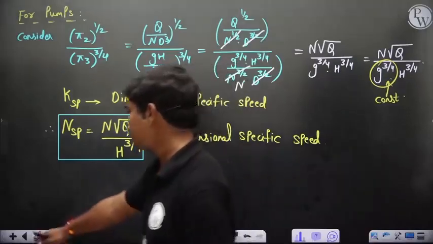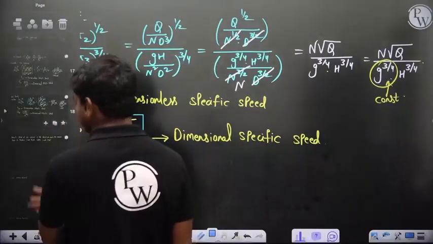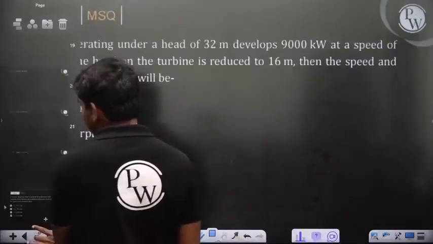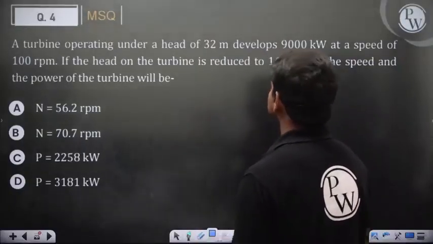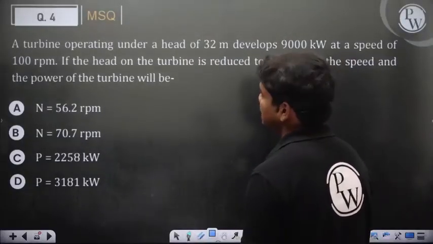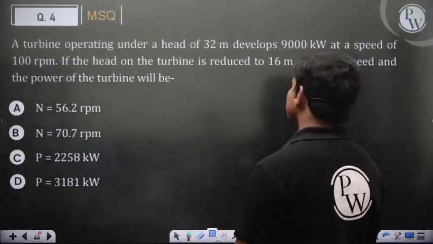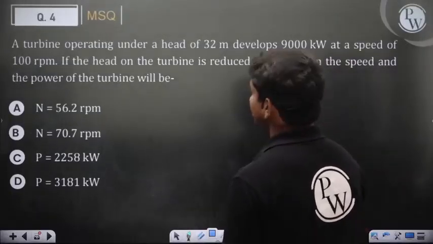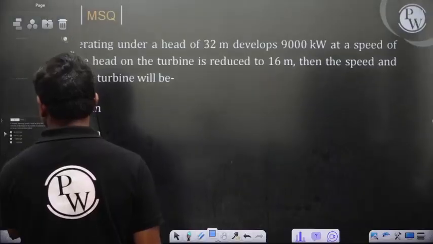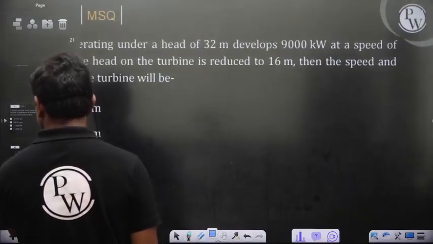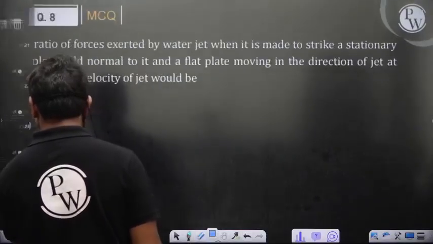So let's solve one question based on our understanding till now, then we'll start Pelton wheel. So solve this question. A turbine operating under a head of 32 meters develops 9000 kilowatt at a speed of 100 rpm. If the head on the turbine is reduced to 16 meters, this we will solve maybe after teaching something called unit speeds and unit quantities. So solve this question.